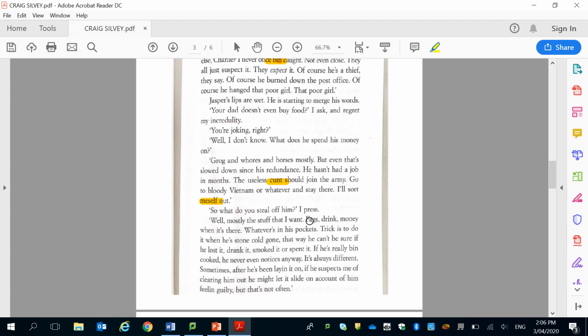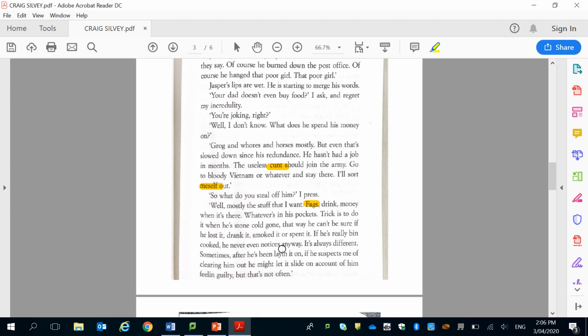Well, most of the stuff that I want, fags, another slang term, drink, money, when it's there.